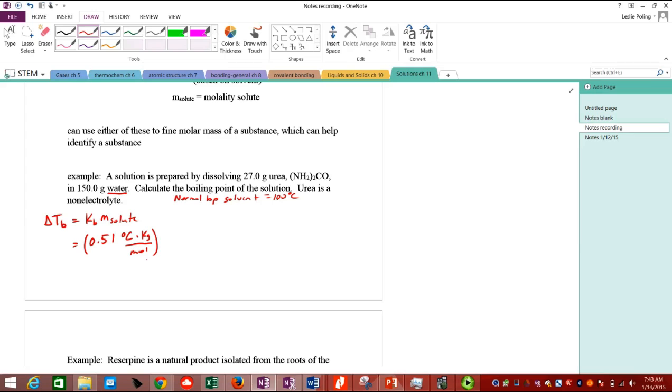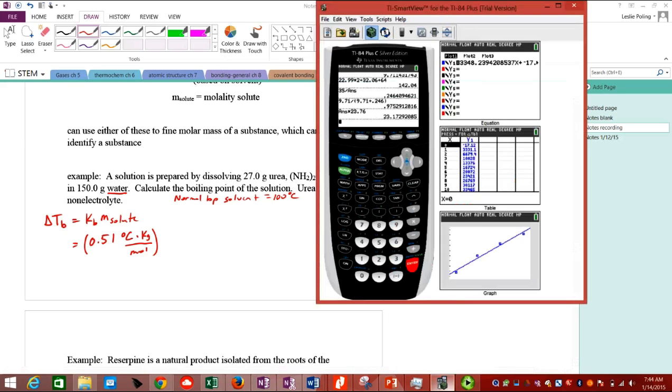All right, so now we need our mole fraction. So our mole fraction, not our mole fraction, our molality, is going to be our moles of urea over our kilograms of solvent. So our kilograms of solvent is 0.15 kilograms. And to find our moles of urea, we have to take our 27.0 grams of urea and divide it by the molar mass.